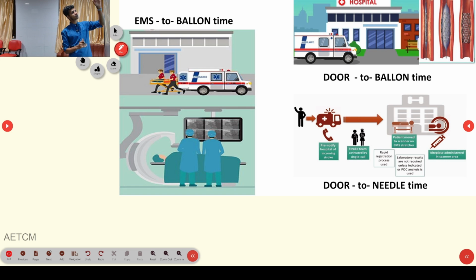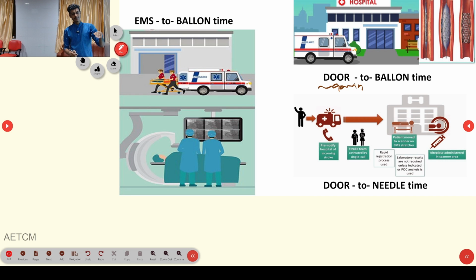First is the EMS to balloon time. This is the duration between first medical contact and the percutaneous coronary intervention. Second, the EMS to balloon time is the uncommon one; the most common is door to balloon time. This is the duration between the person arriving at the hospital and the percutaneous coronary intervention. This should be done within 90 minutes. Once the person arrives in the hospital, within 90 minutes you have to take the person into the percutaneous coronary intervention procedure. That time interval is most important: within 90 minutes.